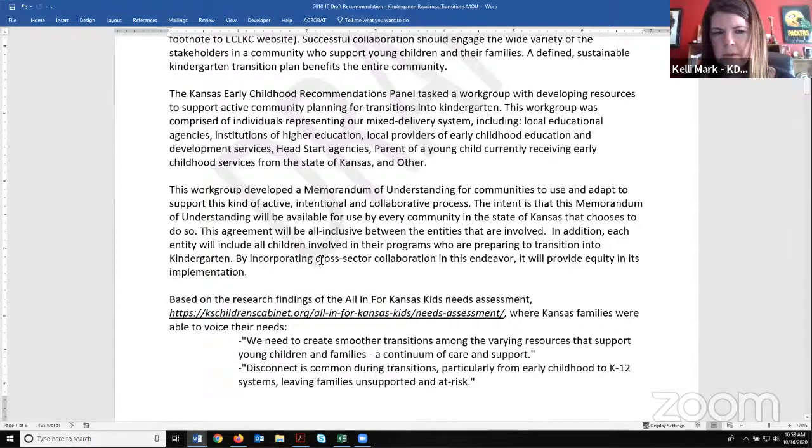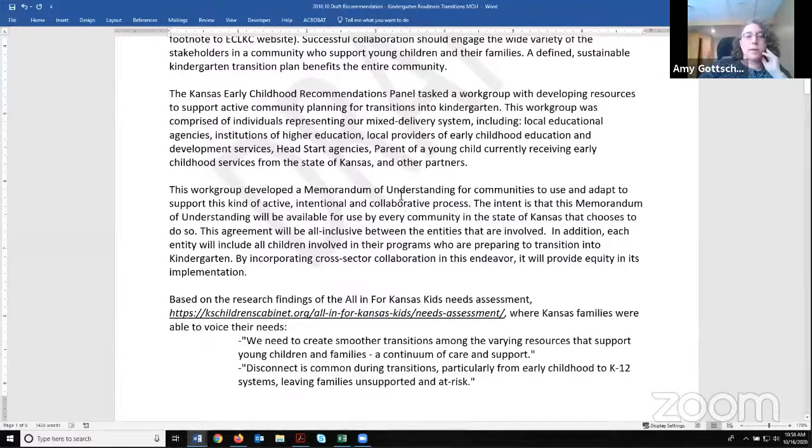Sorry, just going to that very last sentence of the second paragraph again. Is and other confusing to anyone? It seems like it needs to be fleshed out just a little bit, or maybe add others, or, I mean, what is the other representing there? Other partners makes sense, yeah. Does parent of a young child need to be capitalized? Nope.